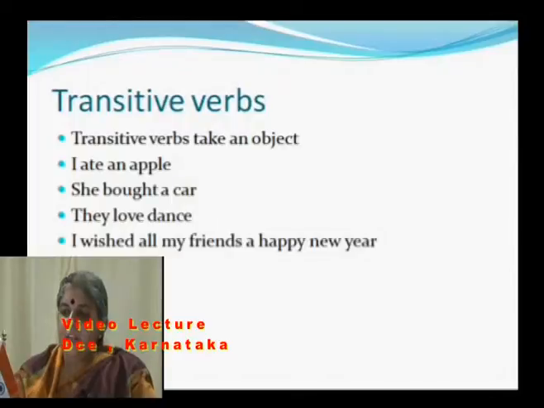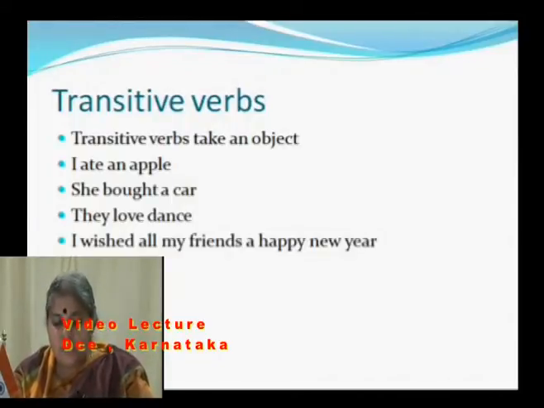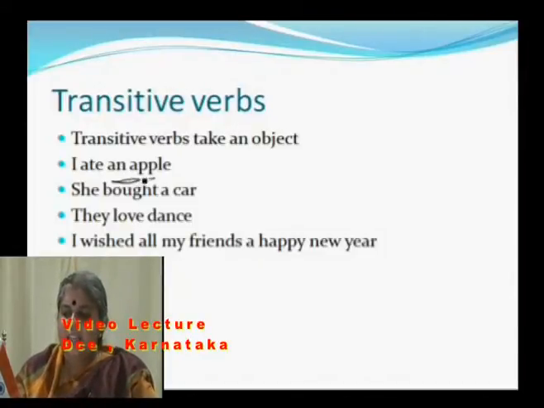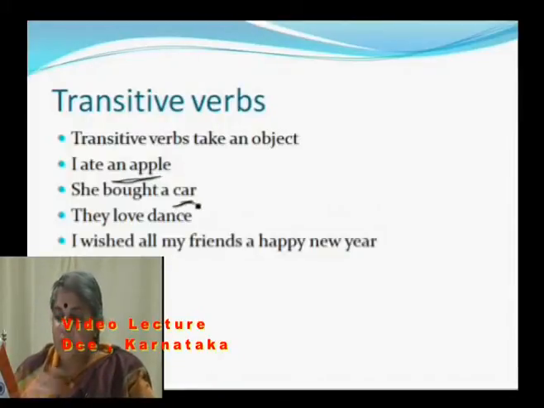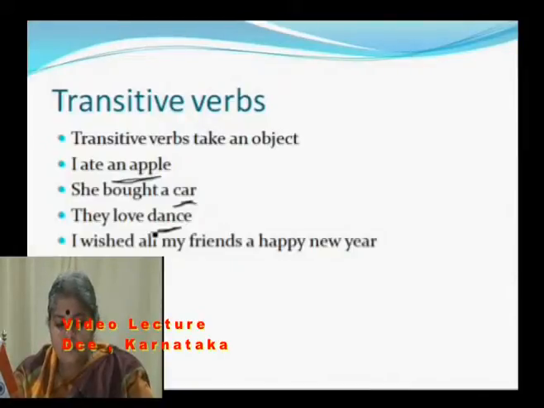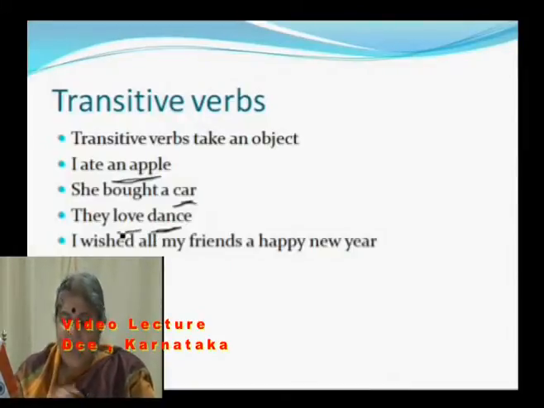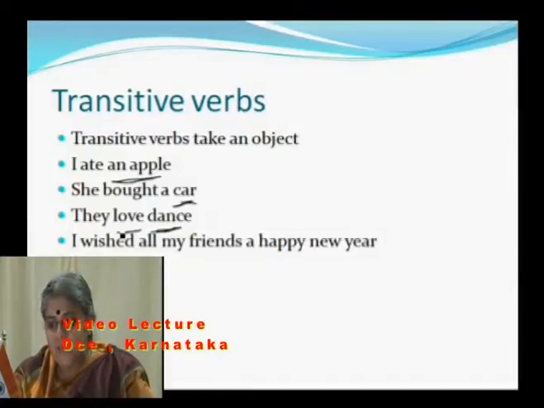Now, comparatively, transitive verbs are those which take an object. It doesn't simply say I ate. Look at that, I ate. It takes an object, an apple. She bought a car. Object. They love dance. Or they love music. Why? Look at that, the word love has taken an object. That is, they love dance.